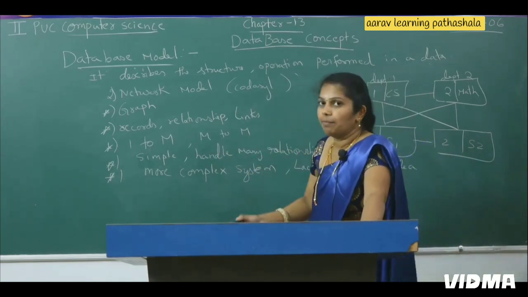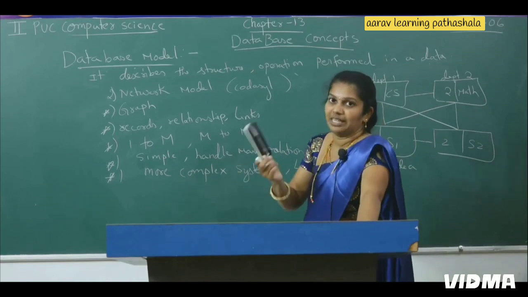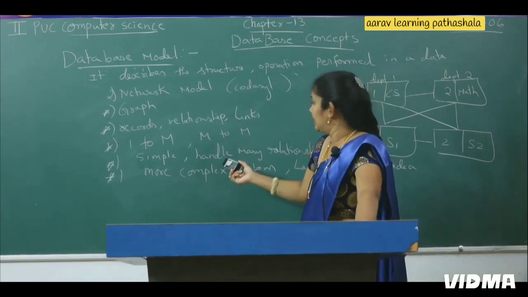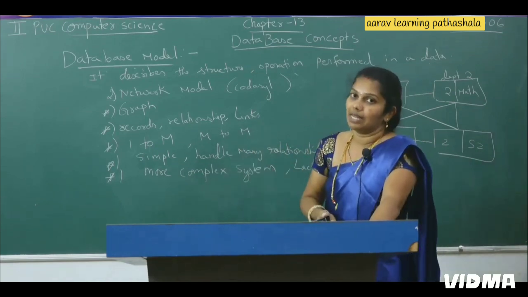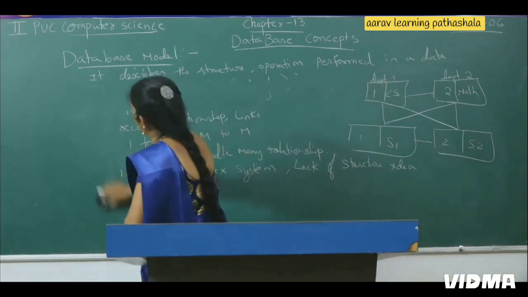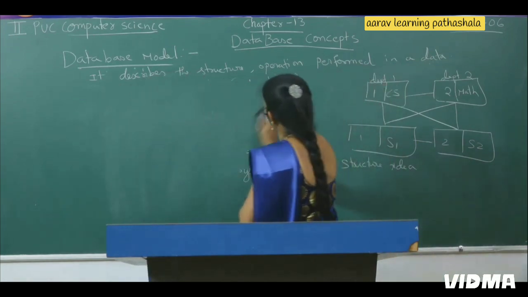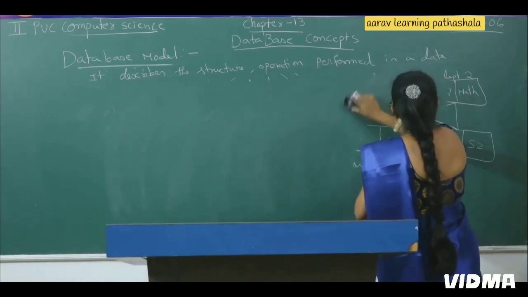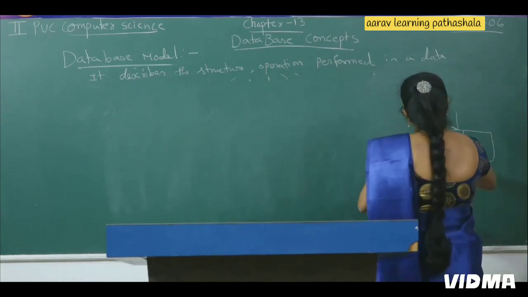And with that, it is very simple. It can handle many relations. In this way, it has advantages as well as disadvantages. Next, we will move to the last model, that is the relational model. What do you mean by this relational model?